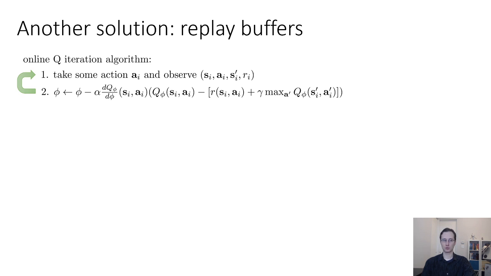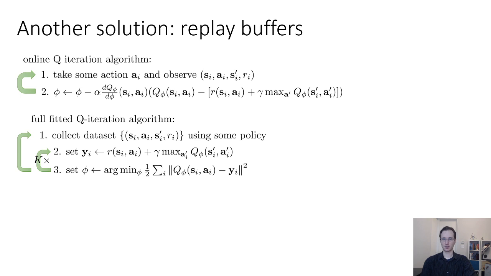However, there is another solution to the correlated samples problem that tends to be quite easy to use and works very well in practice. And that's to use something called a replay buffer. Replay buffers are a fairly old idea in reinforcement learning. They were introduced way back in the 1990s, and here's how they work.